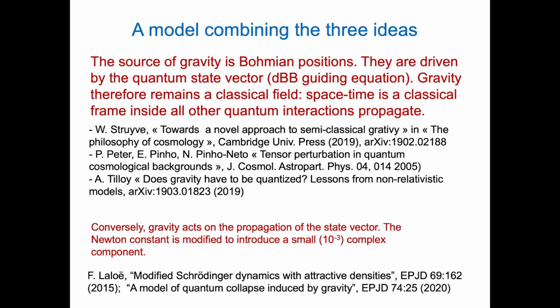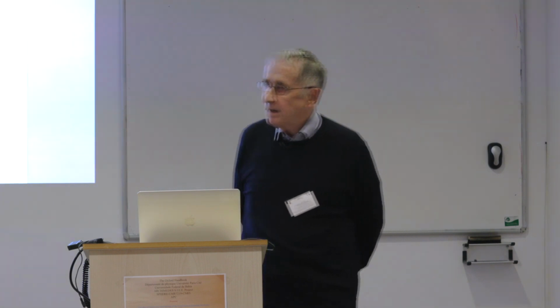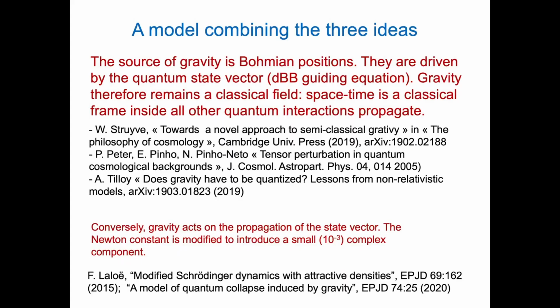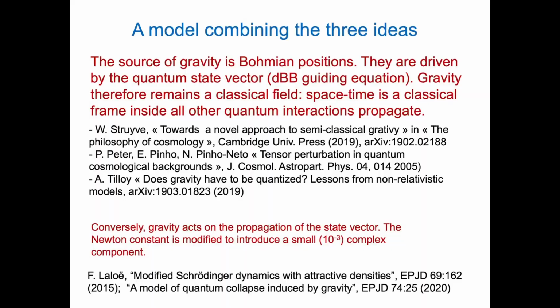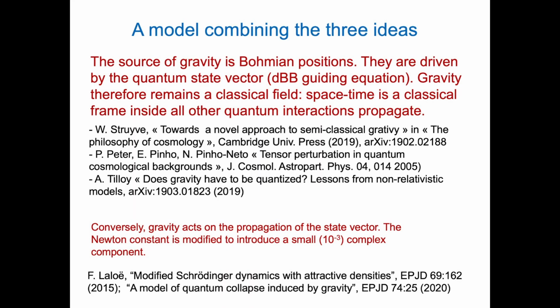Now I'm going to discuss a model combining the three ideas. I will discuss a model which is, in a sense, very naive, but I'm also using it because it works pretty well in terms of predictions. So we assume now that the source of gravity is not the density of matter predicted by the Schrödinger equation, psi squared, but that it is the Bohmian positions, which are, in a sense, classical positions. They are still driven by the quantum state vector. This is the dBB guiding equation. So in this case, gravity remains a classical field. We don't have these superpositions of different space-times. The space-time is classical. It's a frame inside which all the other quantum interactions propagate.